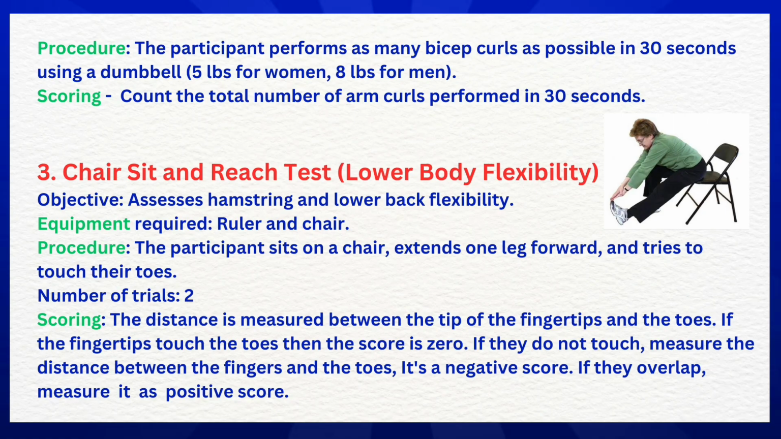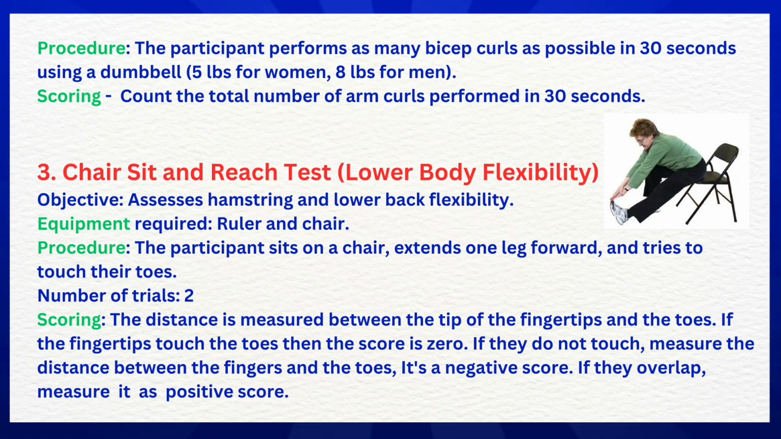3. Chair sit and reach test. Objective: assesses hamstring and lower back flexibility. Equipment required: ruler and chair. Procedure: the participant sits on a chair, extends one leg forward, and tries to touch their toes. Number of trials: 2. Scoring: the distance is measured between the tip of the fingertips and the toes.